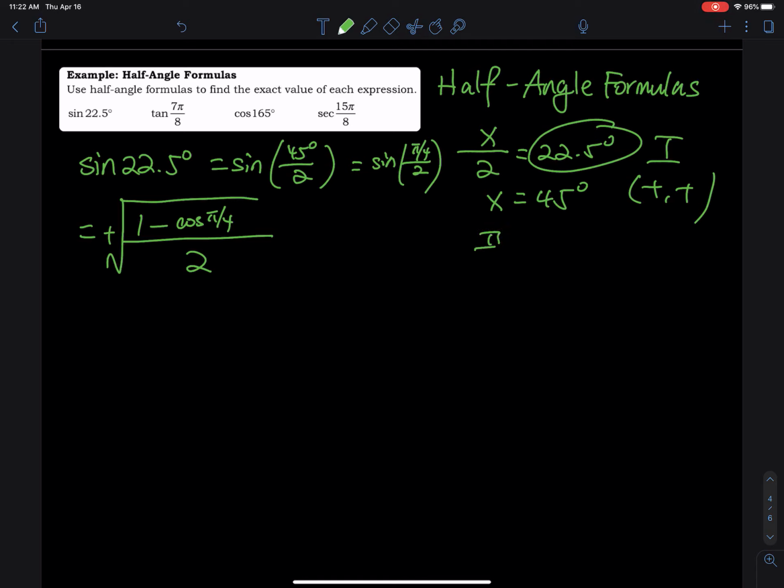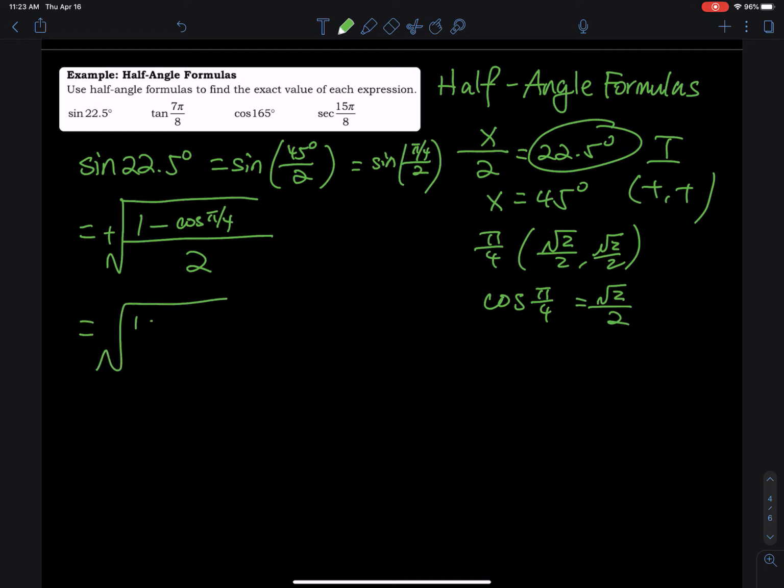And then for pi over 4, the coordinate is √2 over 2, so cosine of pi over 4 equals √2 over 2. So that is 1 minus √2 over 2, divided by 2. Well, you want to take that as a final answer, right? But in most textbooks, you have to work all the way to the end. I wish I could take that as a final answer. So this is 2 minus √2 divided by the 2 in here.